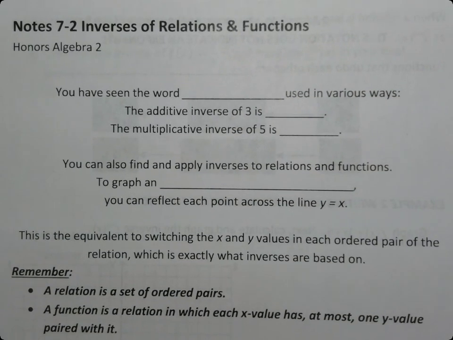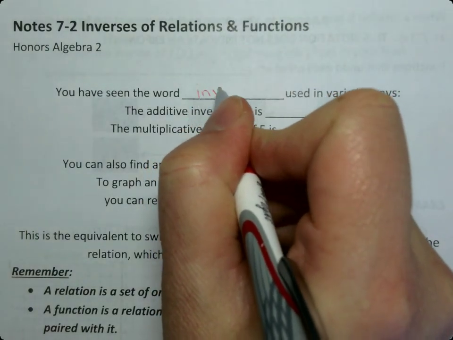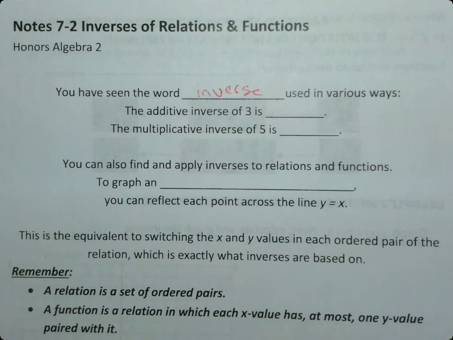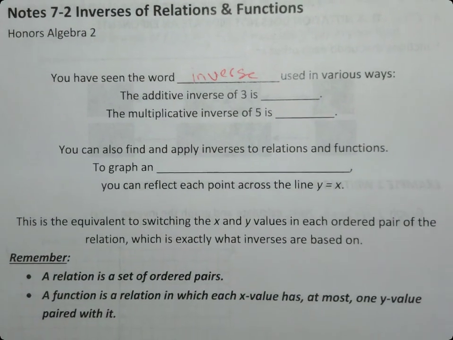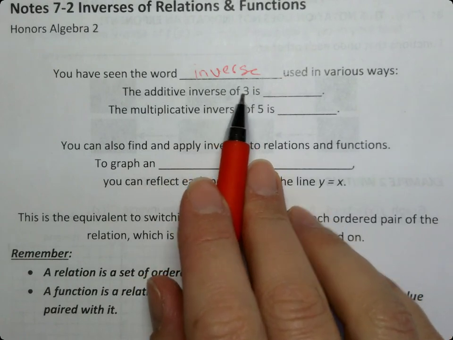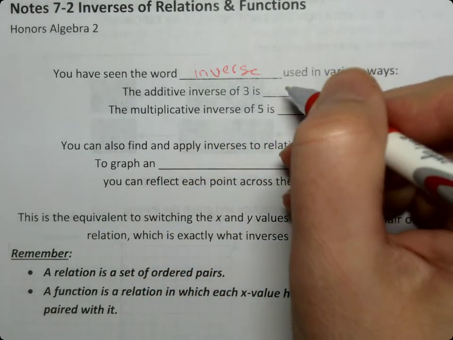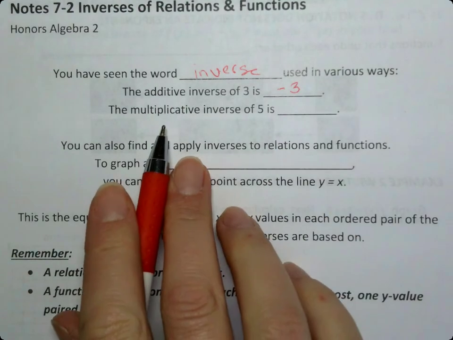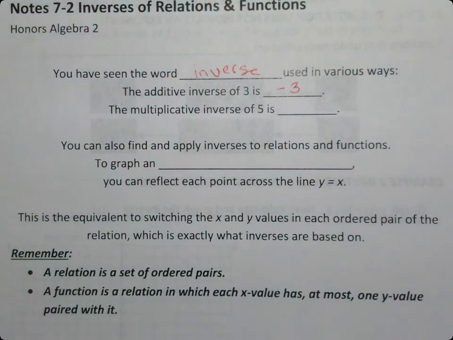7.2, inverses of relations and functions. So you have seen the word inverse used in a lot of ways. I've used the word inverse, like inverse operation. The additive inverse of 3. What can we add to 3 to get it to cancel? -3.